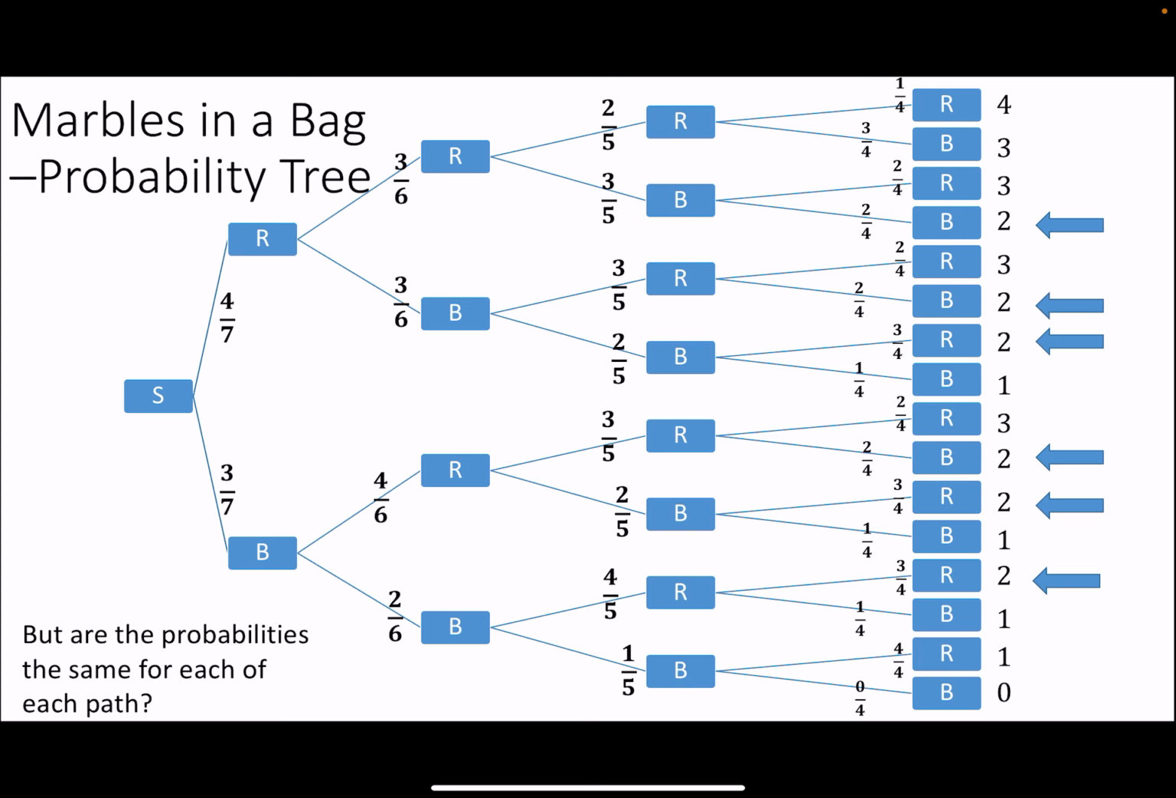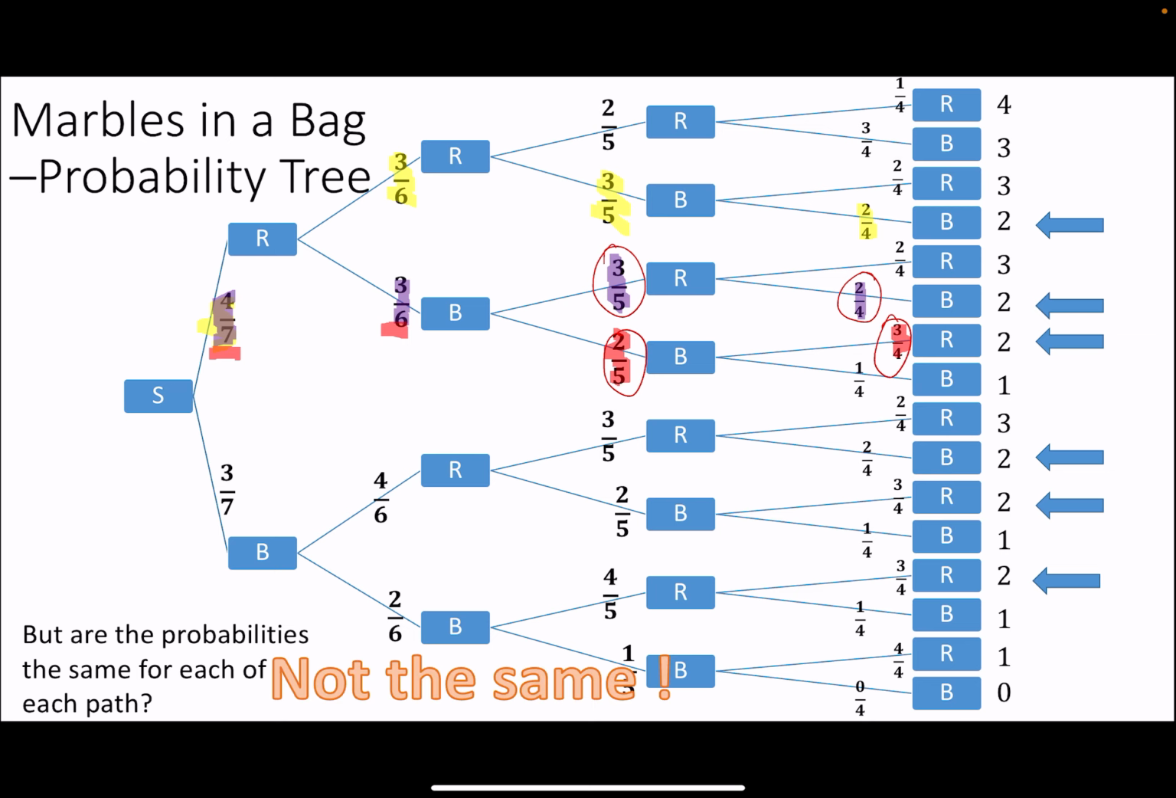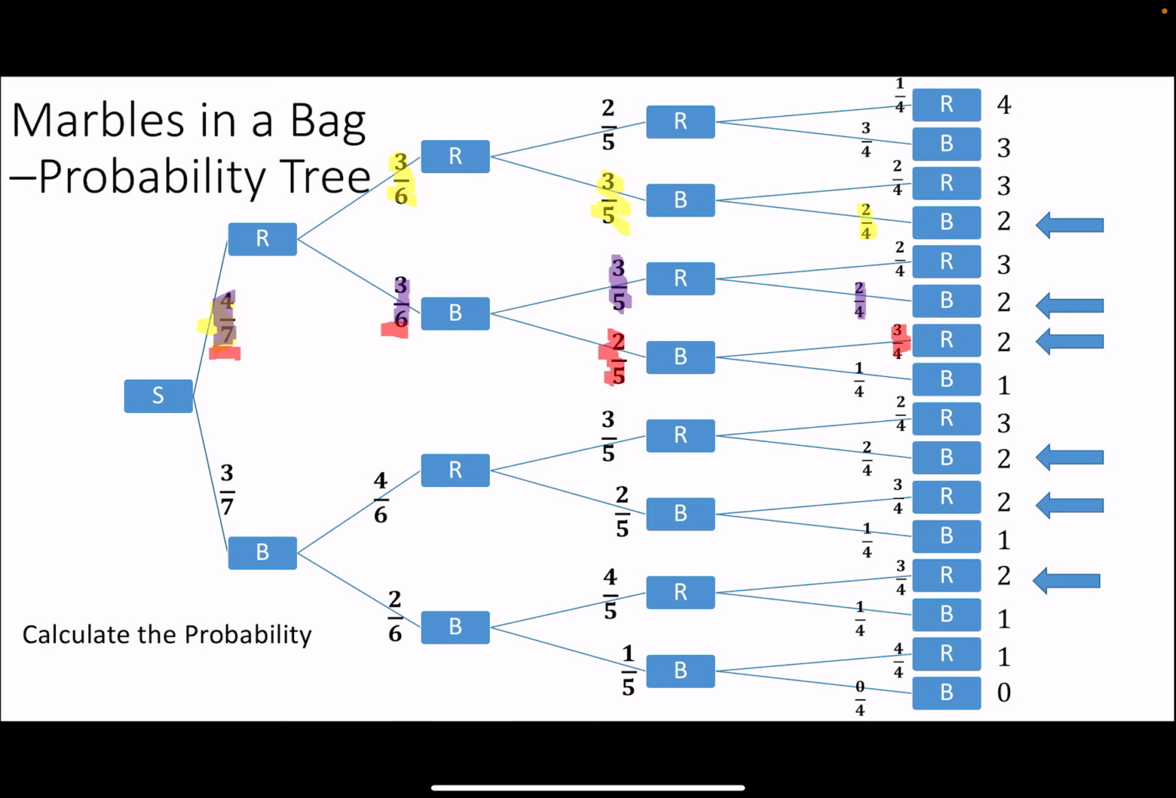But are the probabilities the same for each? No, take a look at that. It's 4 over 7, 3 over 6, 3 over 5, and 2 over 4. And here we have 4 over 7, 3 over 6, 3 over 5, and 2 over 4. So they appear to be the same. Here we have 4 over 7, 3 over 6. But here we have 2 over 5 and 3 over 4. Okay, so it's not the same. So it's a little bit more challenging to convince ourselves to do the same thing. We can't use trials and successes in that fashion.